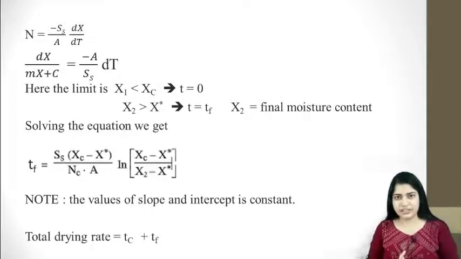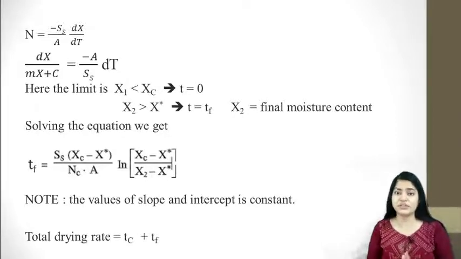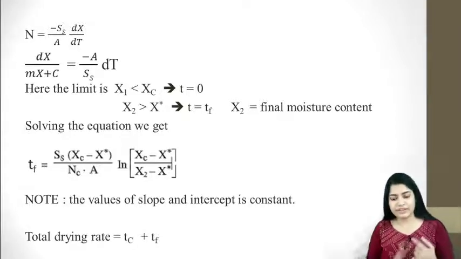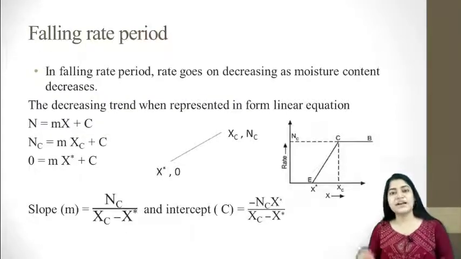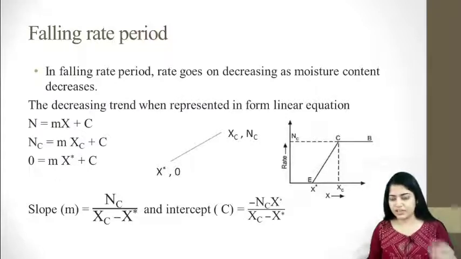Now solving this equation, you get your final relationship as TF is equal to SS into Xc minus X star whole upon NC A into ln of Xc minus X star whole upon X2 minus X star. So this is the equation of your falling rate period. But note here the value of slope and intercept which you've calculated is constant, because Xc and X star are finite values. They are not changing, hence your slope and intercept and even your rate NC are constant.